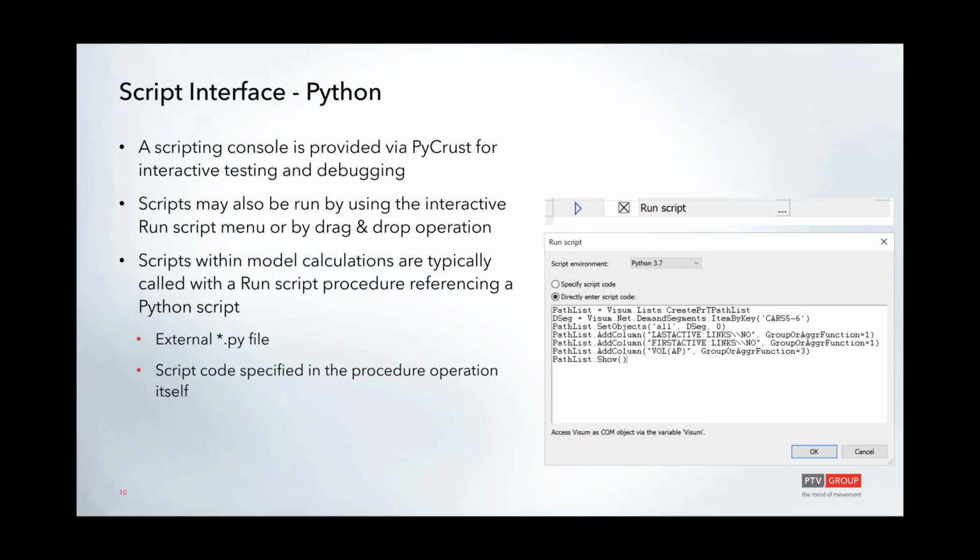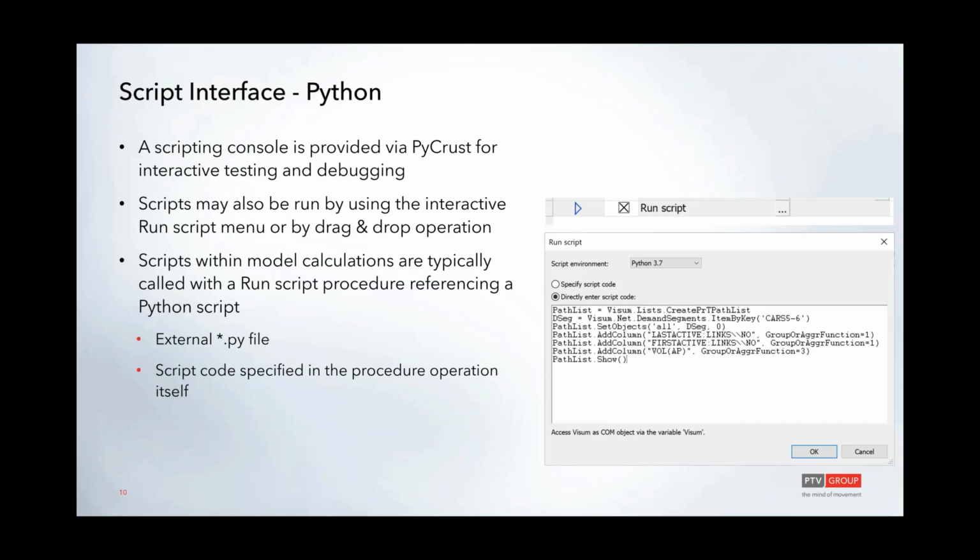You can specify the script in two ways. One, you can link the run script procedure with an external Py file that you've written. The other way is to specify the script code directly in that run script menu, where over here you can see that you can pick the script environment. Here we have Python 3.7 and then some code entered for doing a certain operation with a script.